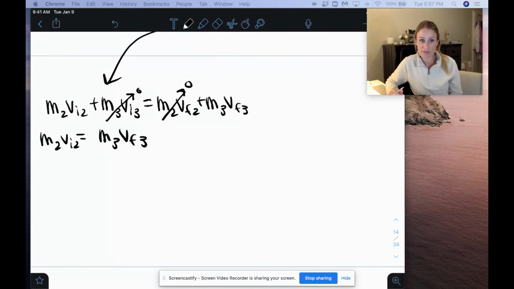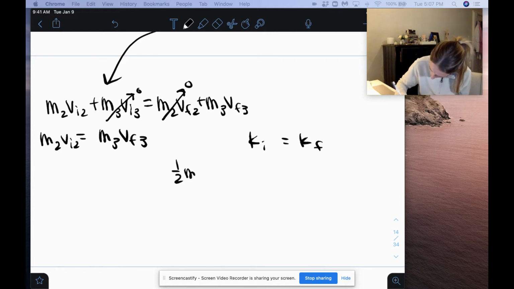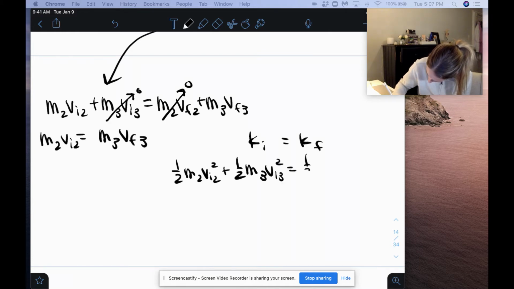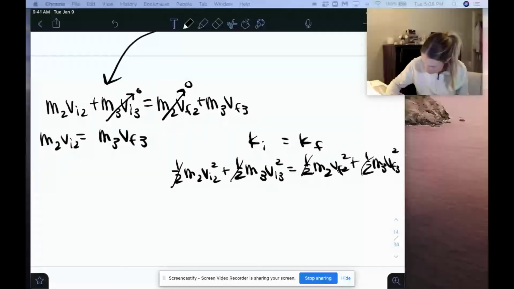We also have conservation of kinetic energy. That means that kinetic energy initial equals kinetic energy final. So we get 1/2 m2 V initial 2 squared plus 1/2 m3 V initial 3 squared equals 1/2 m2 V final 2 squared plus 1/2 m3 V final 3 squared. Now here, the 1/2s all cancel out, which makes that easy.